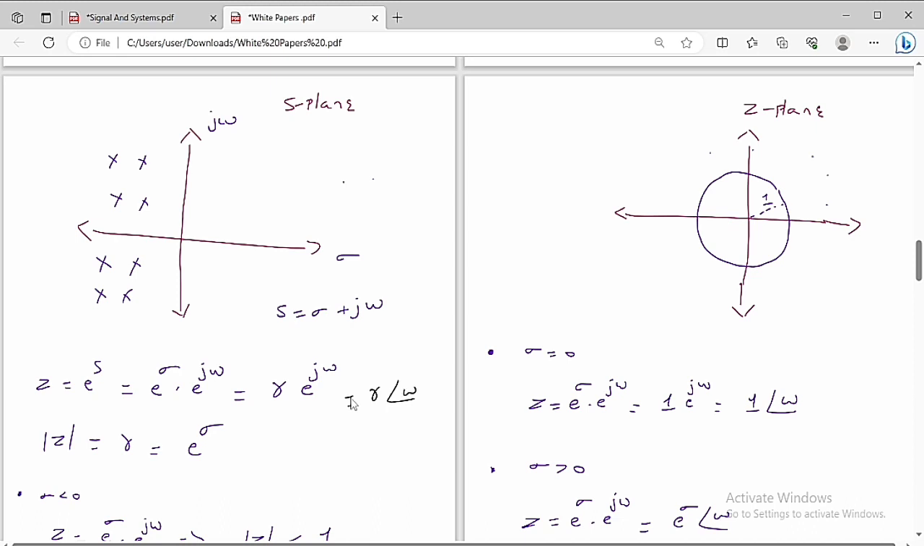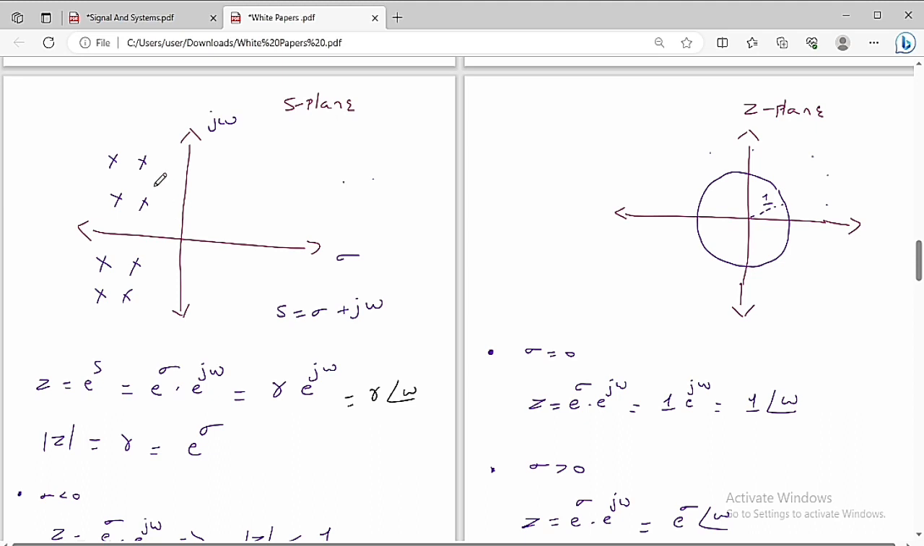If sigma is less than 0, R is less than 1. If sigma is equal to 0, R is equal to 1. If sigma is greater than 0, R is greater than 1. So this is what we can say. So this is the thing.